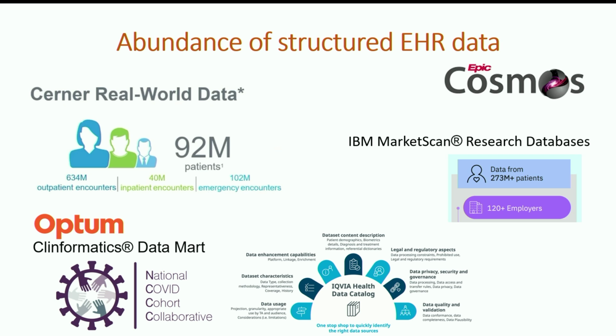Also, we have the IQVIA data, the IPM MarketScan, and nowadays Epic Cosmos, and we are trying hard to push to improve the computational resources there. Because data-wise, it is really of good quality and good quantity. They have nowadays around 270 million patients, but we still have a little bit of struggle with the computational resources. Hopefully it will be solved soon.